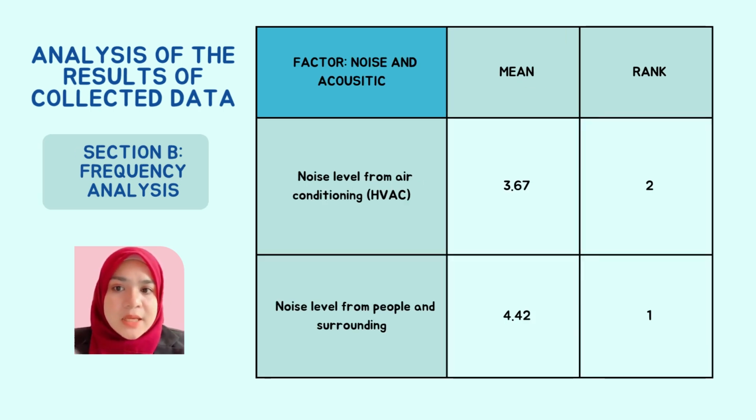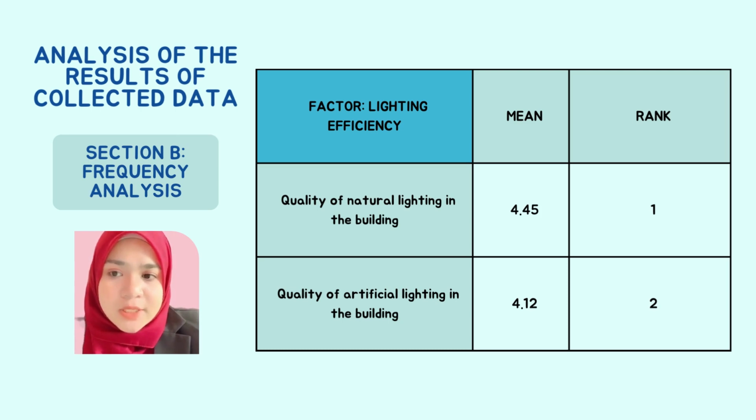The third factor is noise and acoustic, and the highest mean of this factor is the noise levels from people and surroundings, with a mean of 4.42, the highest rank of this factor. The last factor of this section is lighting efficiency, and the highest rank of this factor is the quality of natural lighting in the building, with a mean of 4.45.